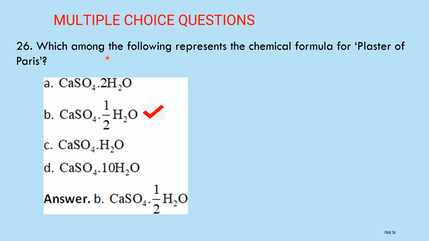Question number 26. Which among the following represents the chemical formula for plaster of Paris? Option A, CaSO4 2H2O. Option B, CaSO4 half H2O. Option C, CaSO4 H2O. Option D, CaSO4 10H2O. The correct answer for this question is option B. The chemical formula for plaster of Paris is CaSO4 half H2O.